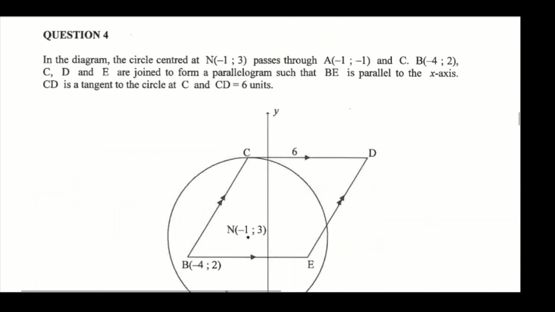Now in question 4 of analytical geometry, we are given the diagram with center N, which passes through these two points here, and a parallelogram is formed from these points that are indicated here, such that BE is parallel to the x-axis. CD is a tangent to the circle at C, and CD is equal to 6 units.